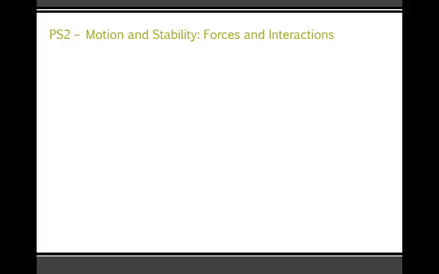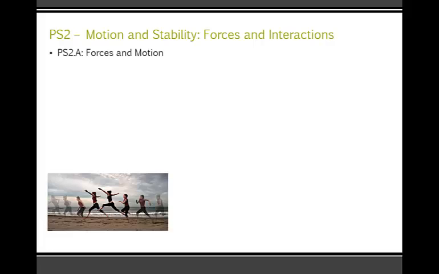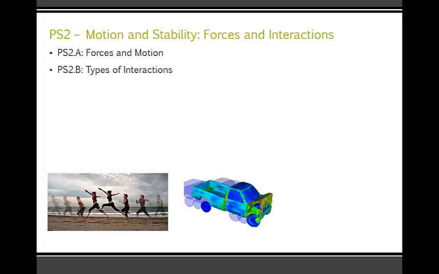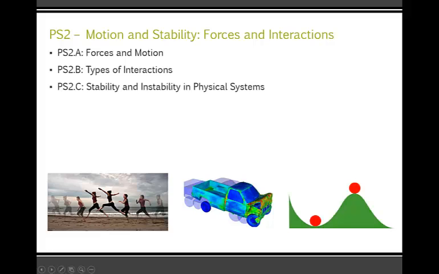PS2, motion and stability, forces and interaction. The overarching question for this core idea is, how can we explain and predict interactions between objects and within systems of objects? And within this, there are 3 topics. PS2A is forces and motion. And this addresses the question of how we can predict an object's continued motion, its changes in motion, or its stability. PS2B is types of interactions, and what we're looking at here is what underlying forces explain the variety of interactions that we can observe. PS2C is stability and instability in physical systems, and this really looks at why are some physical systems more stable than others.